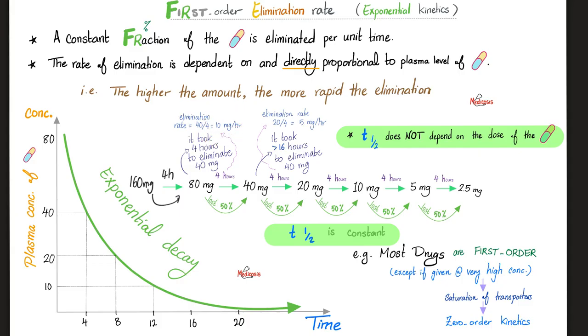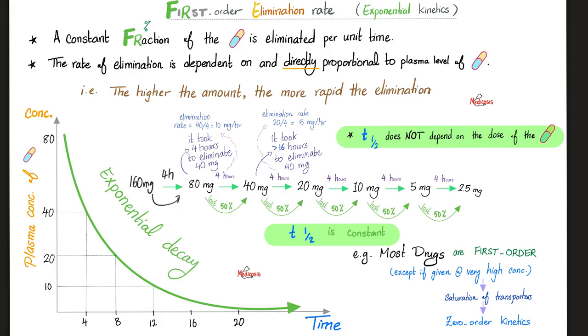This was not the case in zero-order kinetics, because in zero-order kinetics, the rate of elimination was independent of the plasma level of the drug. Whether you started with high dose, low dose, I didn't care. I excreted 10 milligrams every 4 hours, so the rate did not change. But here the rate does change depending on the original dose or the original plasma level concentration of the drug. The higher the amount, the higher the dose, the more rapid the elimination.